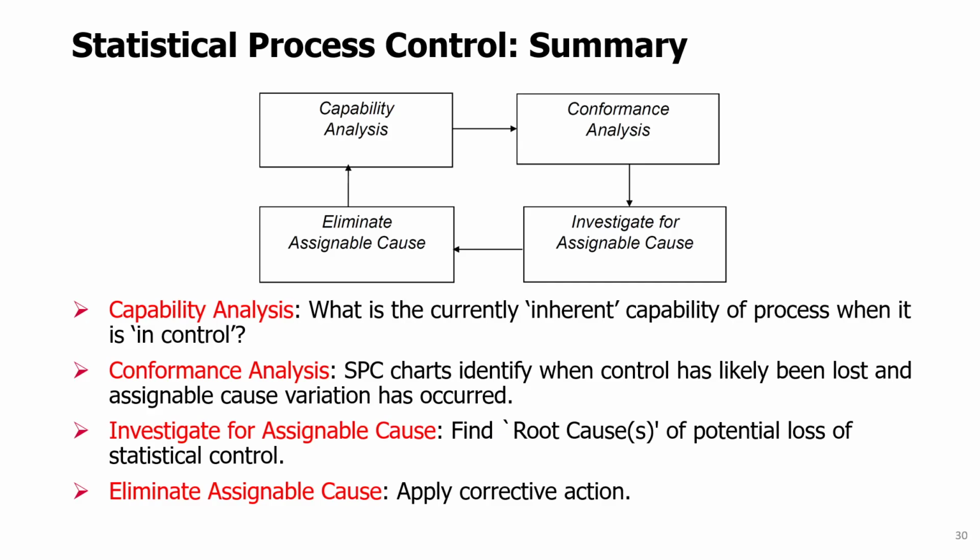Statistical process control summary. Statistical process control has these four parts that are done in a kind of cycle. So one of those parts is capability analysis.